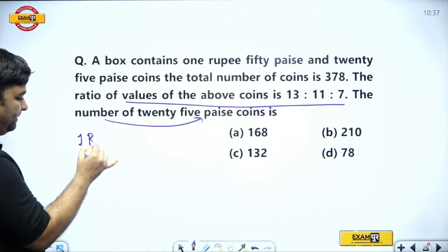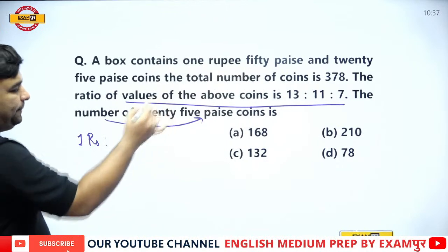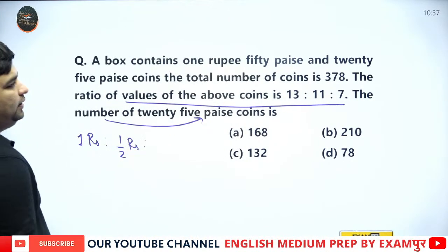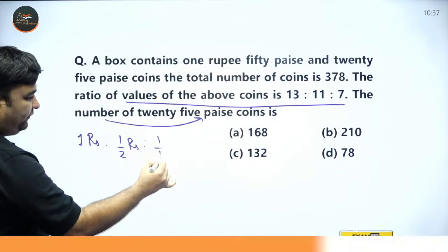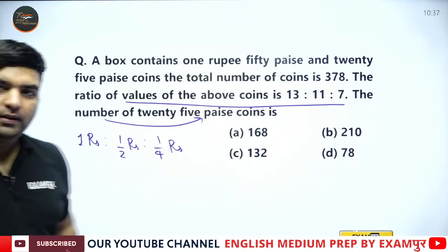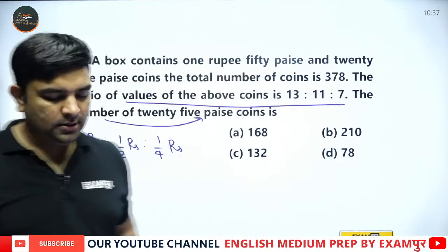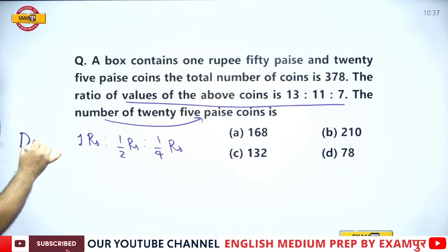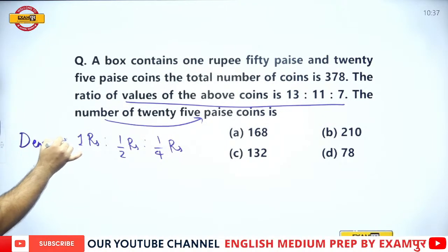₹1. 50 paise is half a rupee, and 25 paise is 1/4 rupee. So this is the denomination, the actual denomination of the coins.